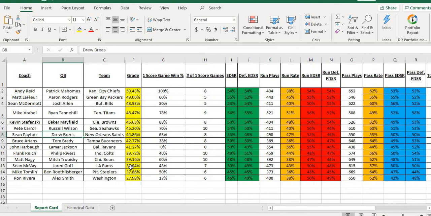The grade that we have here entails a few things. So it has the one score game percentage. So how many times did a team win one score games? EDSR, which is early down success rate. Turnover rates. Are you a plus or minus turnover team? And QBR, which of course takes into account the quarterback. So when we're looking at that, I put in the grade.